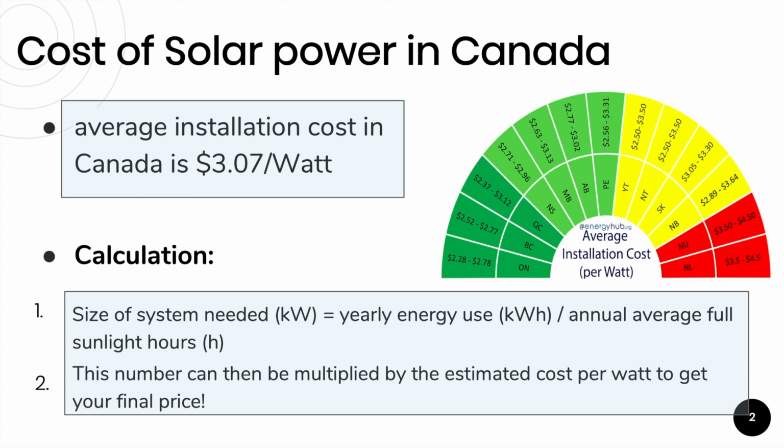For the calculation, you'll need to determine how much energy you use over the course of a year in units of kilowatt hours by adding up the amount shown on your hydro bill. The next thing you need to know is how much energy your panel can produce based on the area that you live in. This number can then be multiplied by the estimated cost per watt quoted in the pricing table to get your final price.